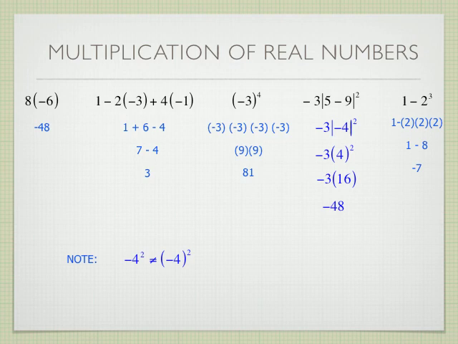So the thing to note, negative 4 squared is not negative 4 squared. Negative 4 squared, without parentheses, is negative 4 times 4, which is negative 16. Negative 4 squared, with parentheses, is negative 4 times negative 4, which is positive 16. So if you've got a negative in front of a number, you've got to do the exponent first and then apply the sign.